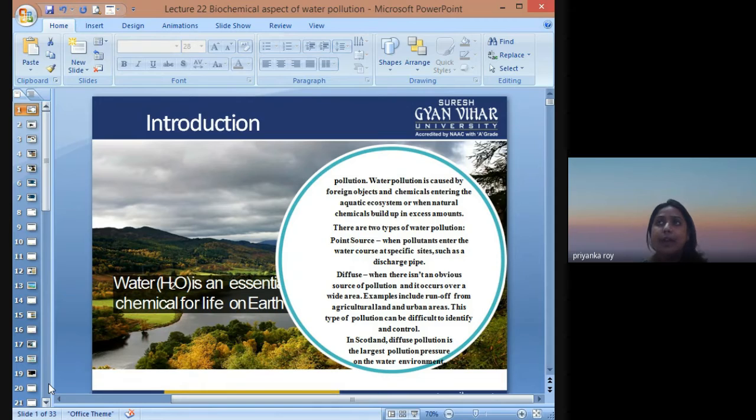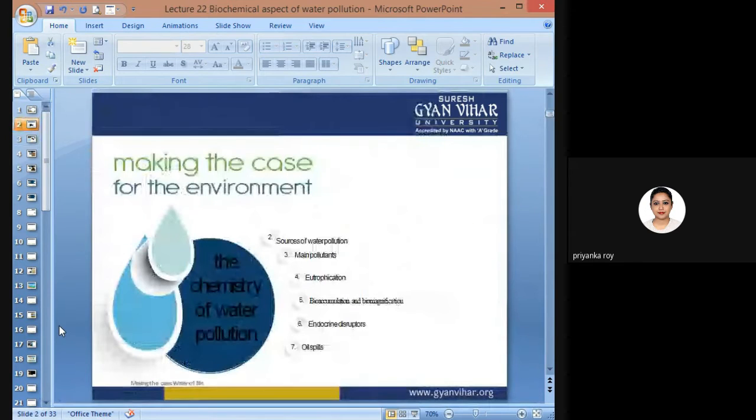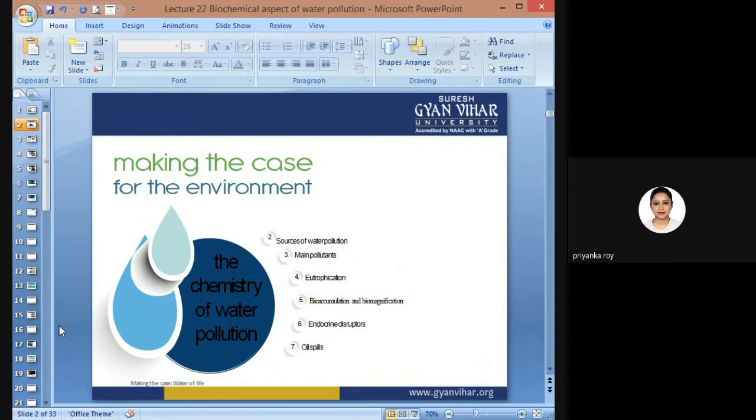Okay, so water pollution is an essential topic that we have to address, because water is an essential element of life support on the surface of the earth. Water plays an important role in understanding the environment and what it supports. So we need to understand the sources of water pollution, the main pollutants, then eutrophication, biomagnification and bioaccumulation, disruption of the water source, and oil spills altogether.